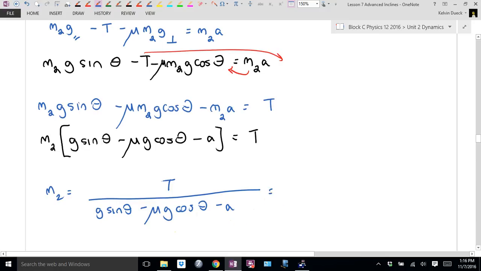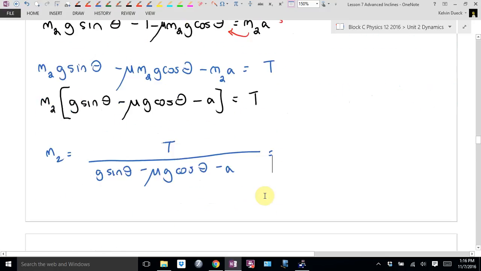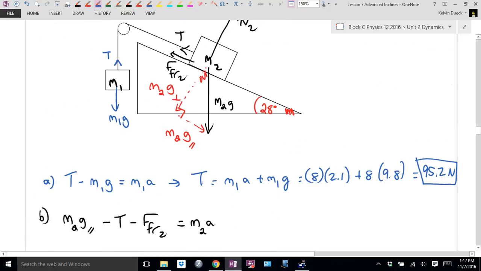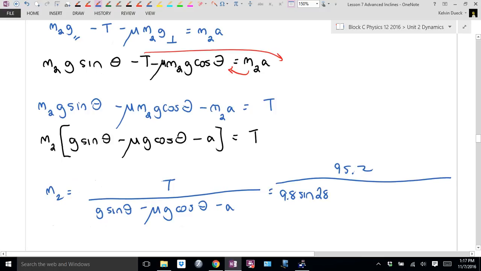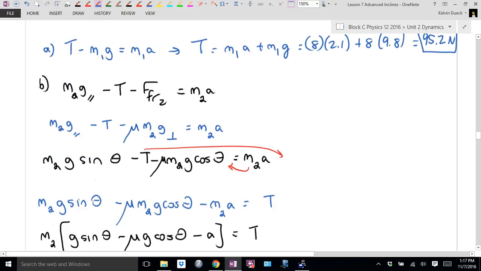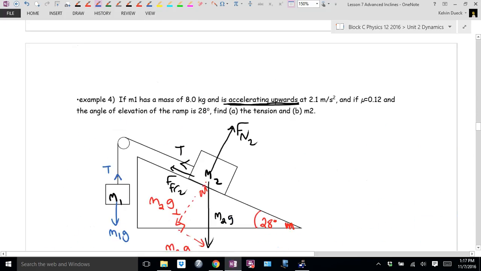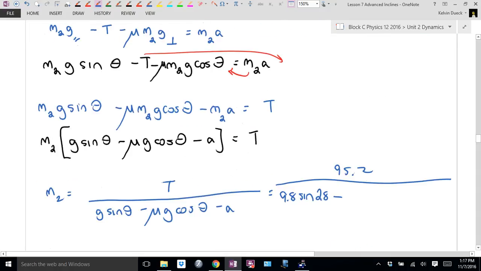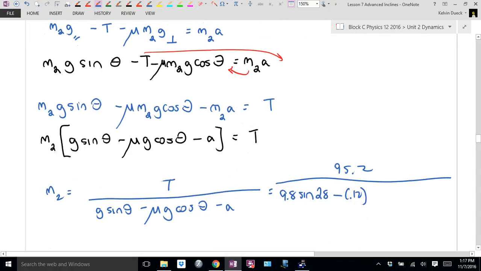What was it, 95.2 was the tension. All over. Am I going to be able to fit this in? I hope so. 9.8 sine, what was the angle? 28 minus, what's mu? I don't remember. 0.12 times 9.8 cos 28 minus, and acceleration was 2.1, wasn't it?